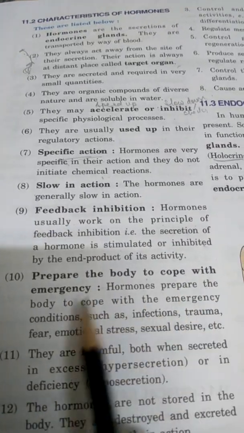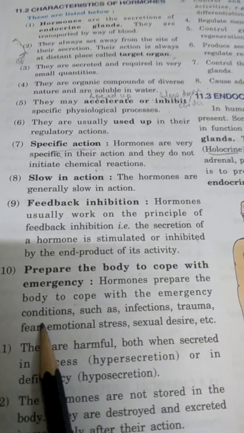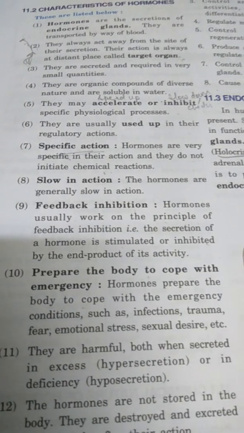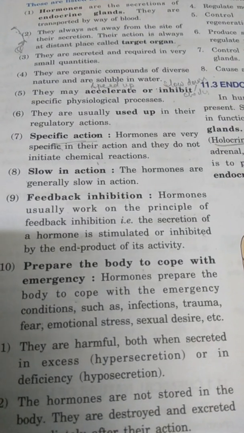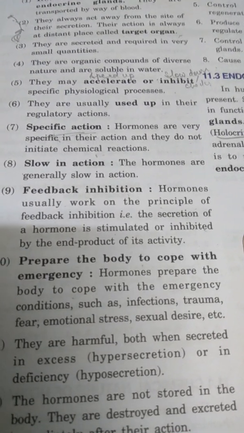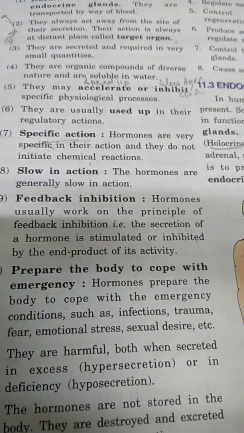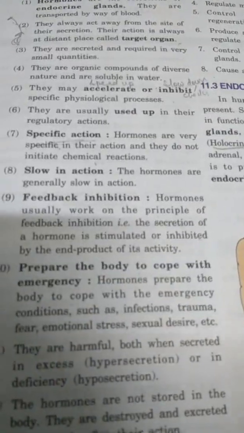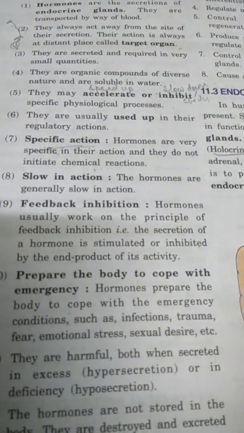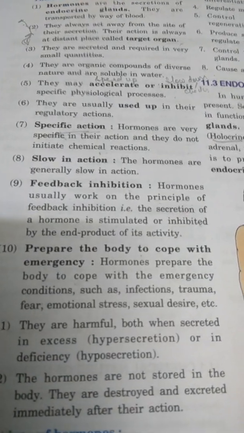Then they prepare the body to cope with emergency. Some of the hormones produced in the body help the body to bear any emergency situations that come. For example, some infection, some trauma, some fear, emotional stress, some sexual desire. For all these, the body is being made to adapt. The body is being made to bear all these conditions and control them so that they may not affect our body. That is being done by hormones.